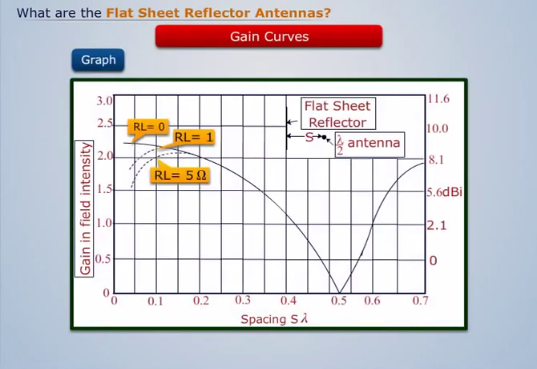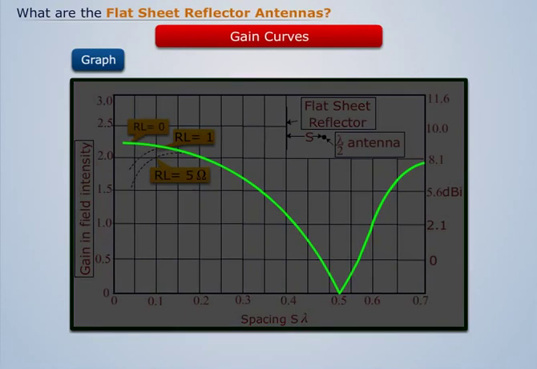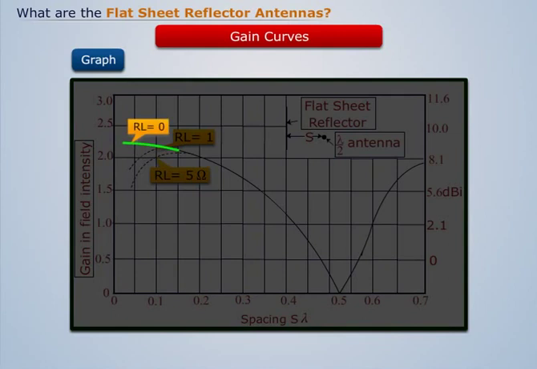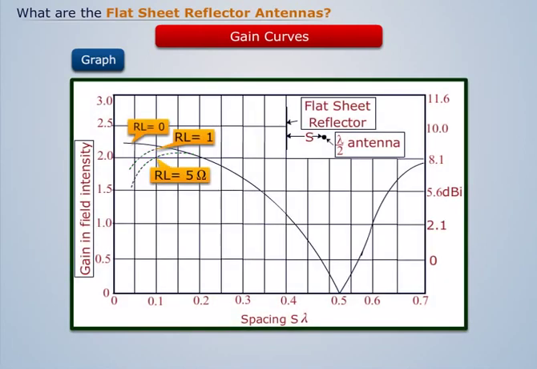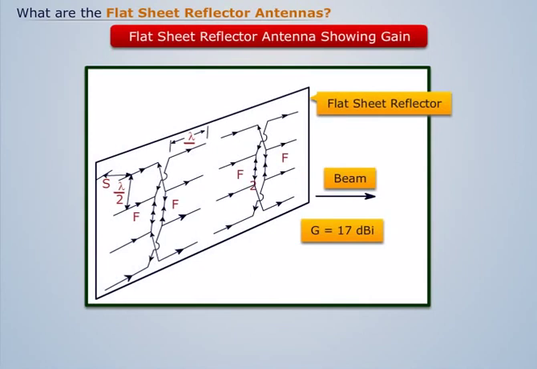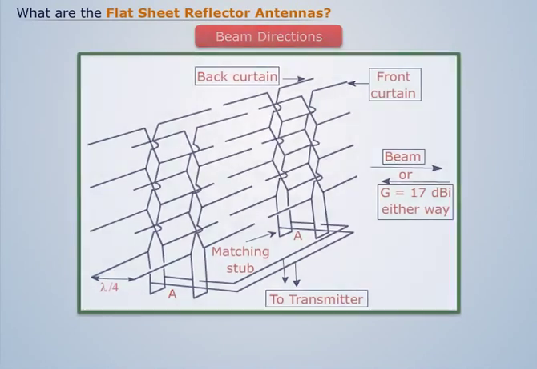Now we'll define the gain curves. Gain is represented as a function of the spacing s for three values of antenna loss resistance, RL equal to 0, 1 and 5 ohm. The plotted curves are calculated for phi equal to 0. Bandwidth is narrow for small spacings and vice versa. So for an antenna loss resistance of 1 ohm, a spacing of 0.125 λ yields the maximum gain.